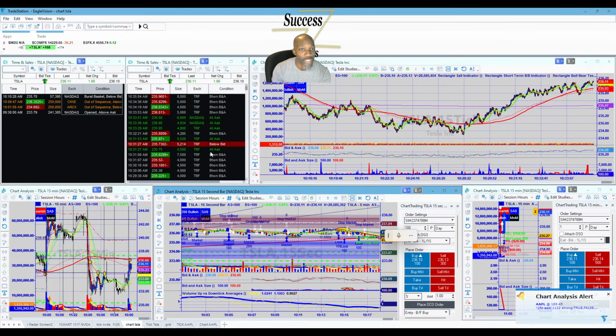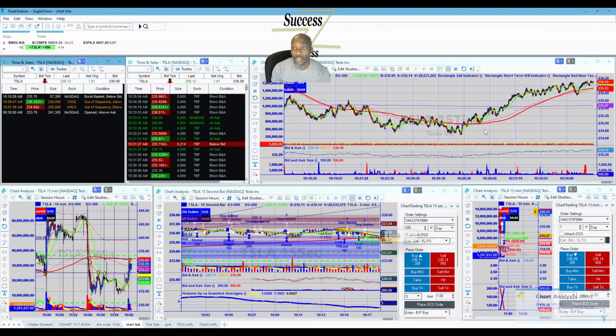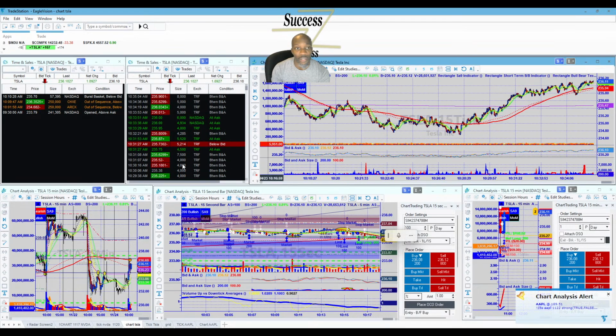I'm looking for orders that are outliers of this. So like way above this, way below this. So 57,000, 250,000, 240,000, stuff like that. I'm looking for those type of orders, because those are typically areas where you see a retracement, a reversal happen.